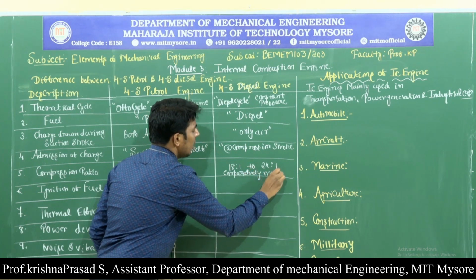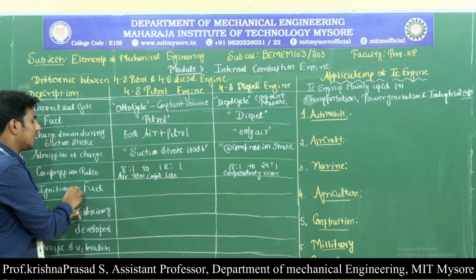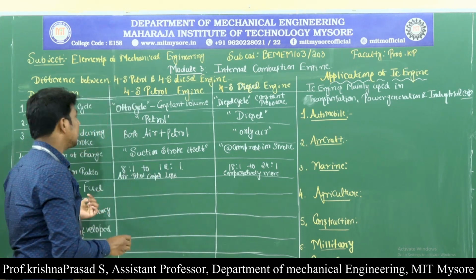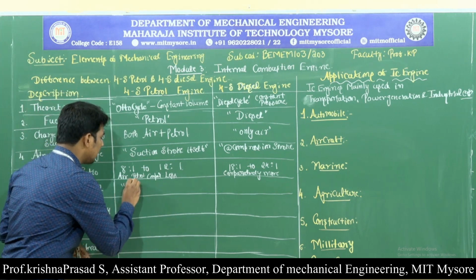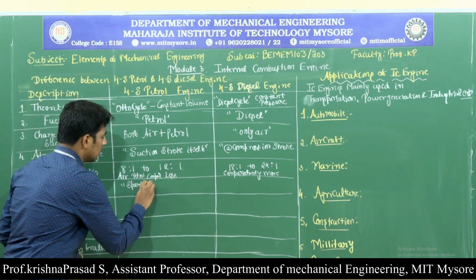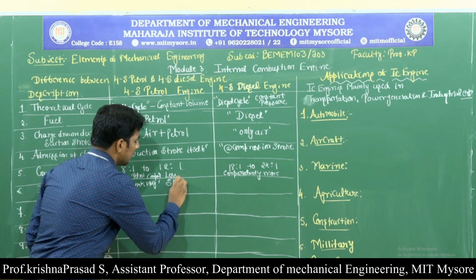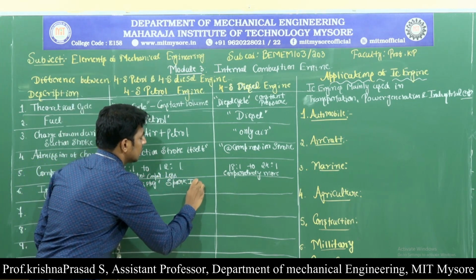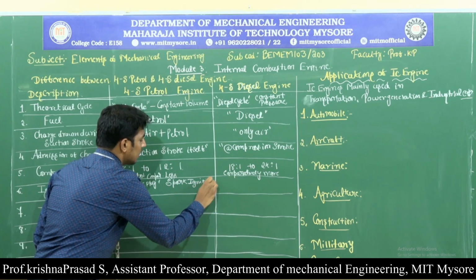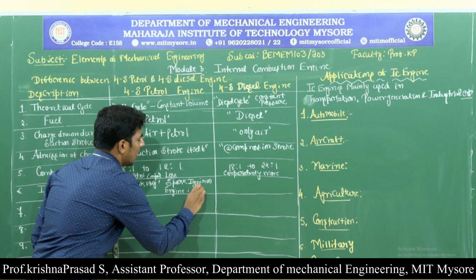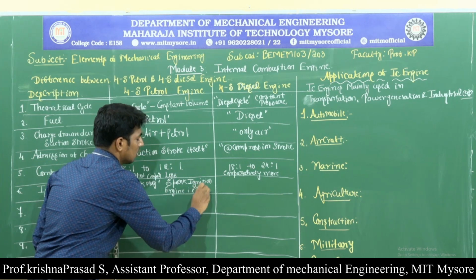Okay, so this is another difference. Next one, ignition of the fuel. How is the fuel ignited? In the petrol engine, the fuel is ignited with the help of the spark plug. That's why it is also called the spark ignition engine, that is SI engine.